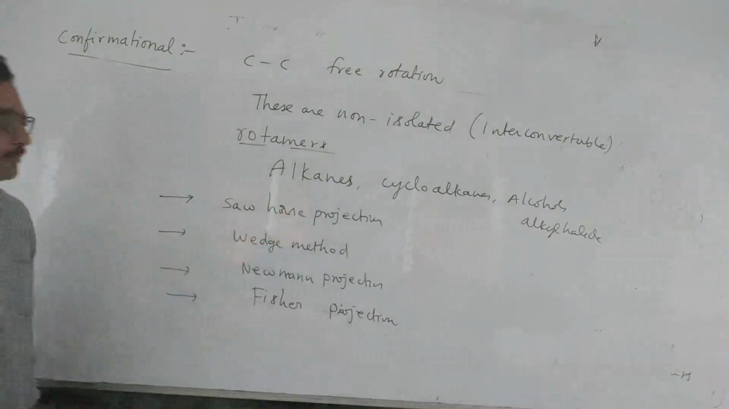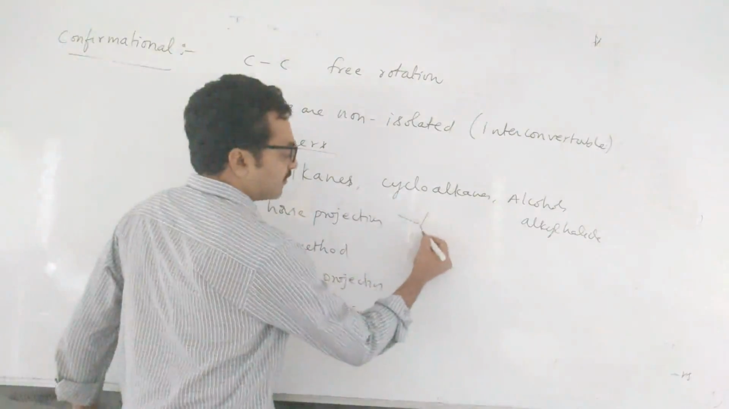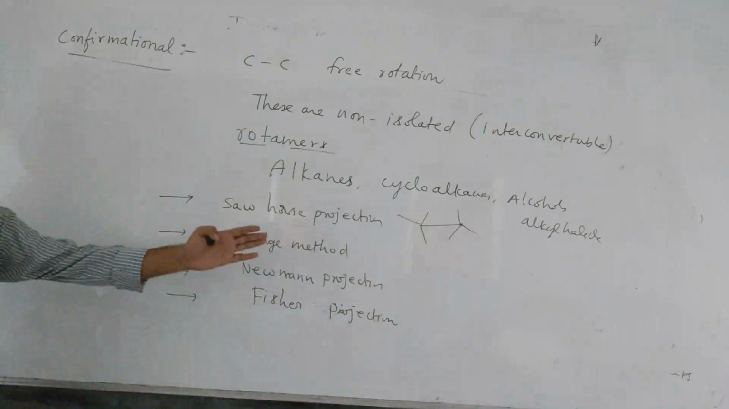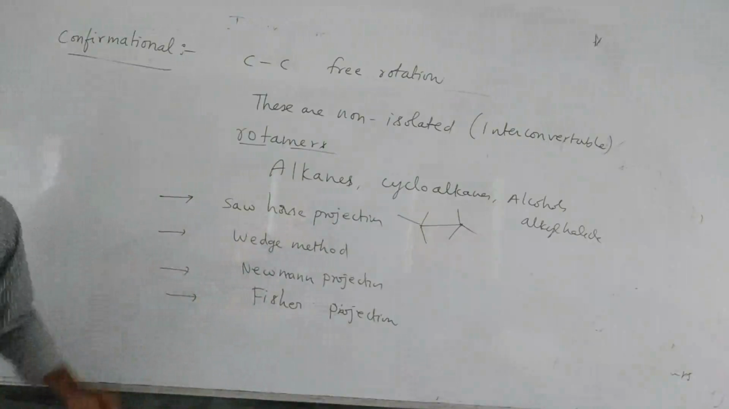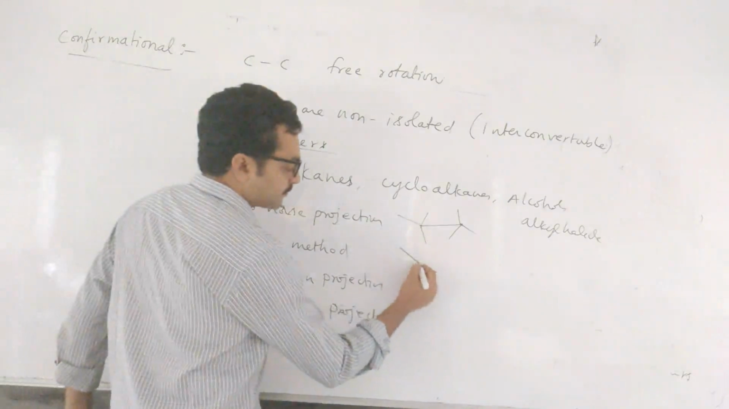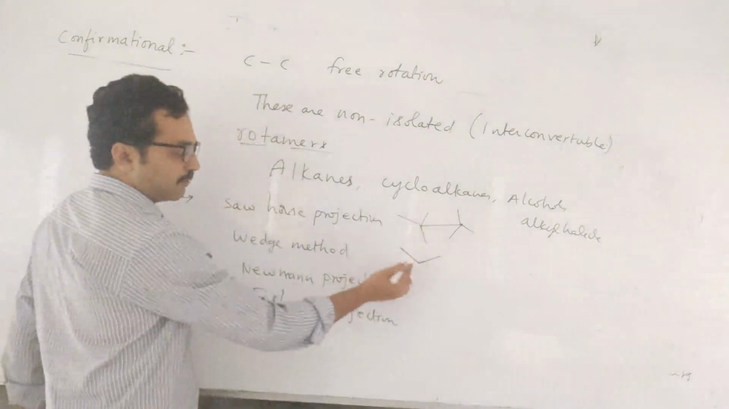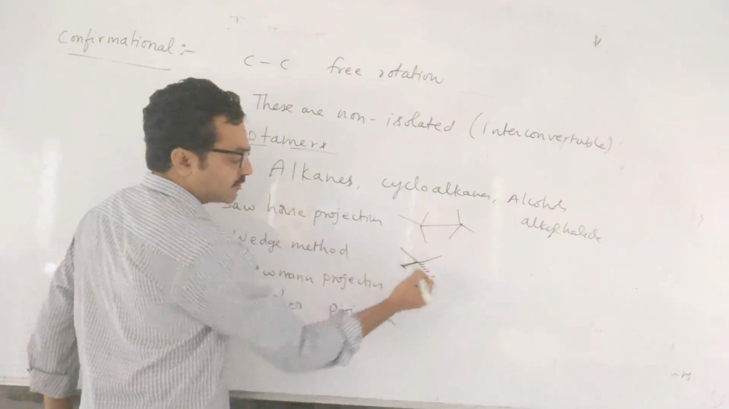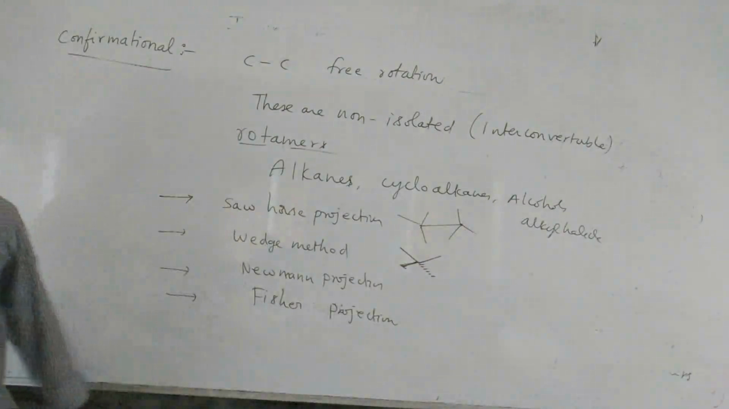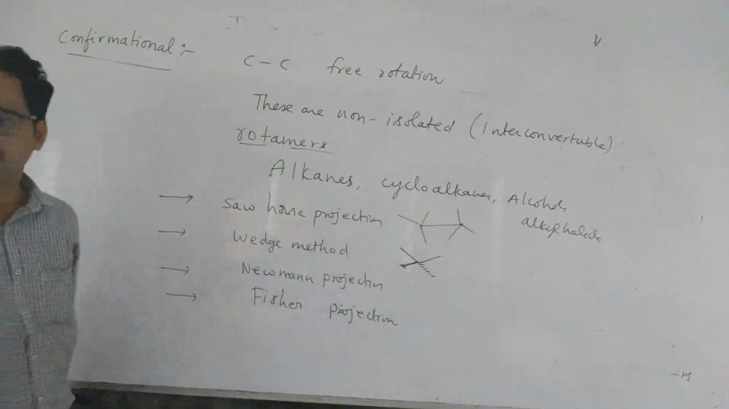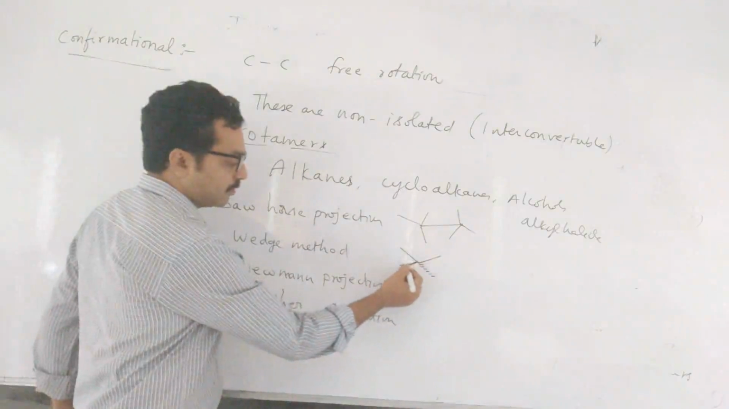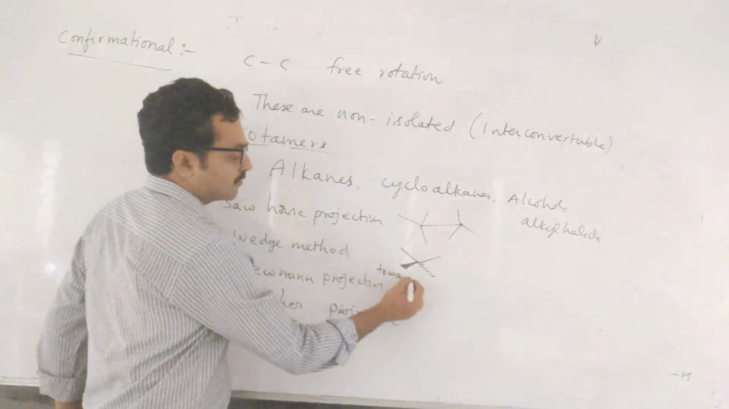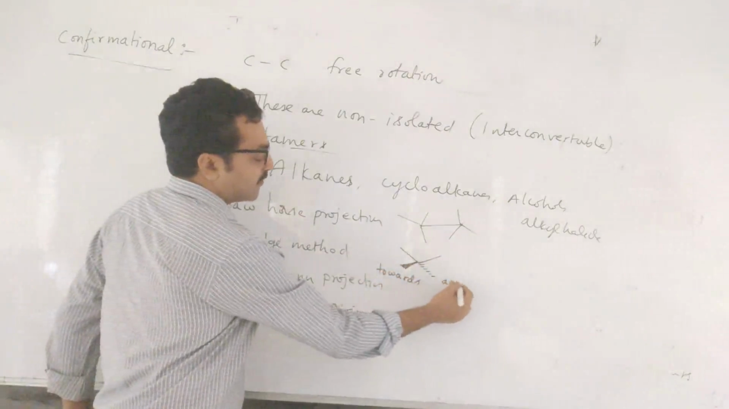Sawhorse projection means that Y and inverted Y, like this you have seen now. This is called Sawhorse projection, eclipsed and all. Wedge method means one bond will be in the plane of the board. This is a thick line and this is a dotted line. Thick line, bold line, means wedge bond. This is towards the observer and this is away from the observer.